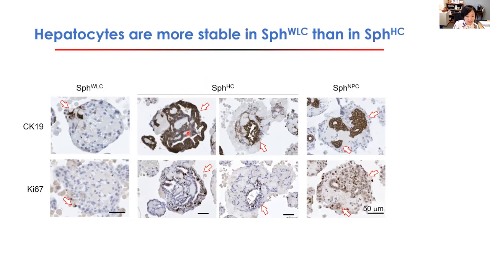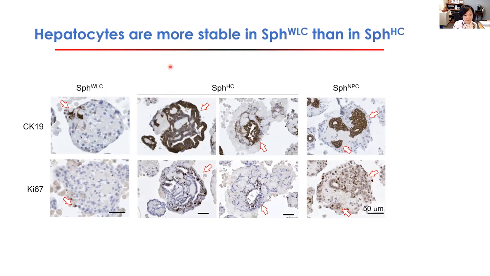And these CK19 positive cells are also very proliferative, as labeled by Ki67, a cell proliferation marker, compared to those CK19 positive cells in the NPC spheroid, which have a lot of cholangiocytes. They are even more proliferative. We don't see that in the WLC spheroid culture. So we believe this is probably an indication of hepatocyte de-differentiation. Because we don't see these kinds of spheroids in the WLC spheroids, we believe, again as has been reported before, that hepatocytes are being stabilized by non-parenchymal cells nearby.